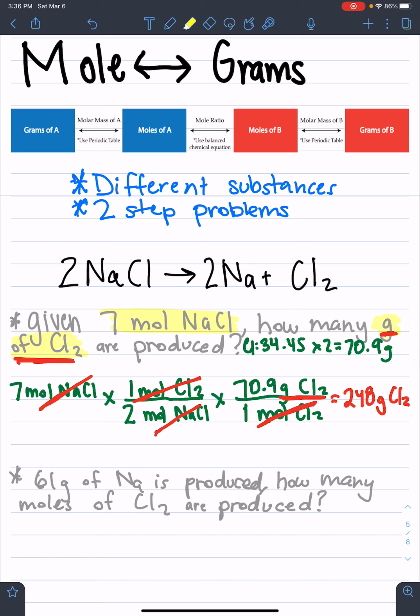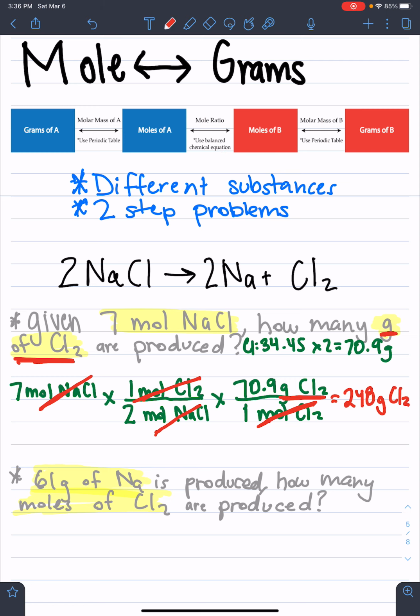As we read it, we'll try to look for some key things. This one is saying that we're getting 61 grams of Na produced. How many moles of Cl2 are produced? So we're going now from grams of Na to moles of Cl2. If we're starting with the grams of Na, and we're trying to get to moles of a new substance, it's going to be, again, a 2-step process to get there.